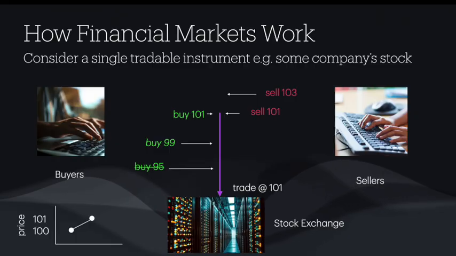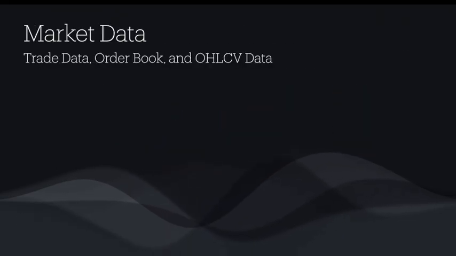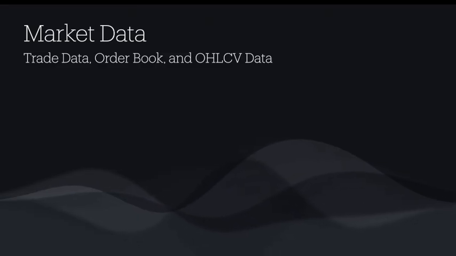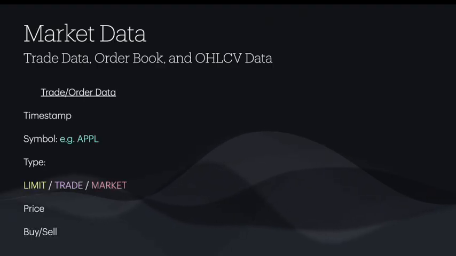Now let's delve into the types of market data available to us. We'll focus on three key data sources: trade data, order book data, and OHLCV data. Trade data records the timestamp, symbol, type (limit, market, or trade), and price of each transaction.